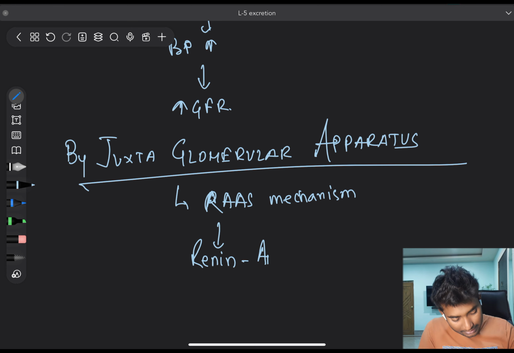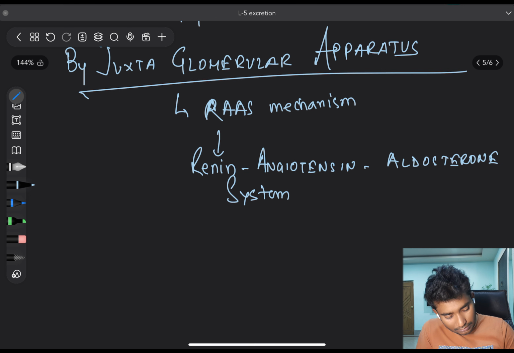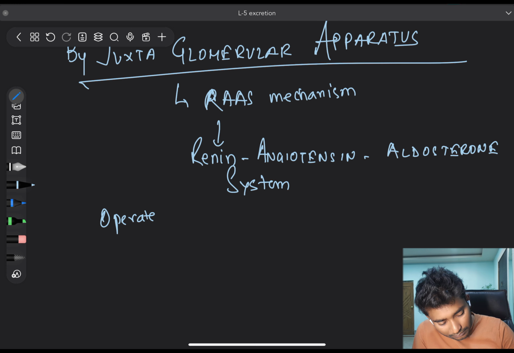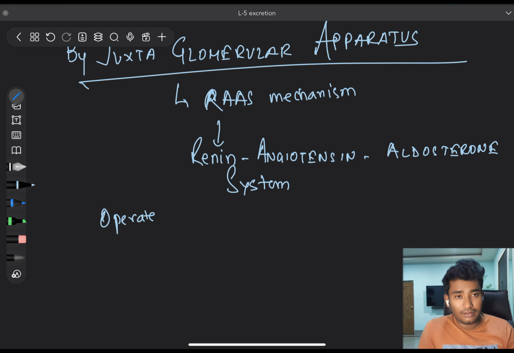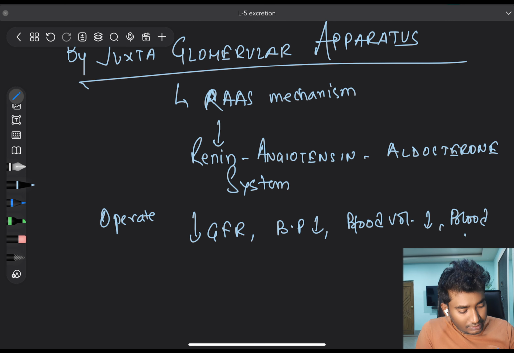Okay, the renin, angiotensinogen, angiotensin, aldosterone system. Okay, it operates. I will teach the RAS system in the later videos. It operates in lowering the GFR, in lowering the BP, in lowering the blood volume, as well as the blood H2O.